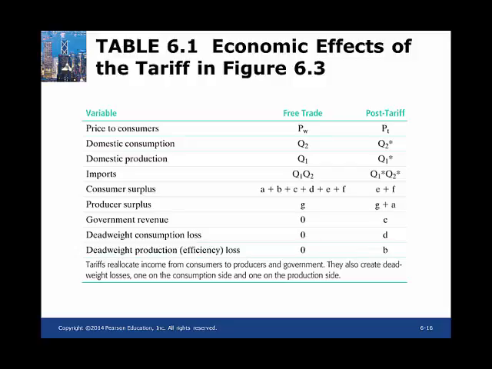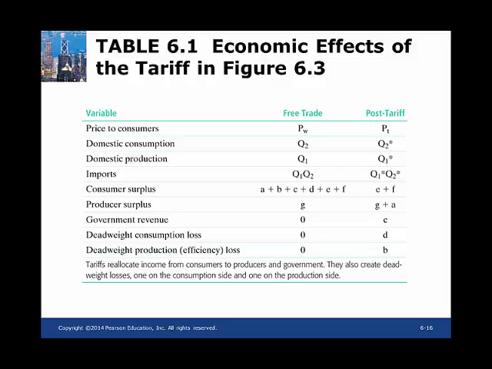Consumer surplus will be A plus B plus C plus D plus E plus F. Producer surplus will be G. Government revenue, 0. Deadweight consumption loss, 0. Deadweight production efficiency loss, 0. Now you can see the effects of tariff on the welfare of economy.